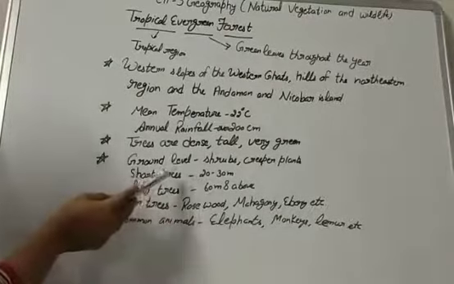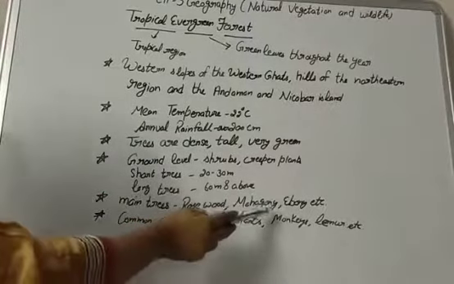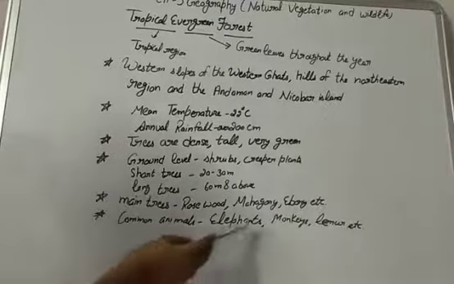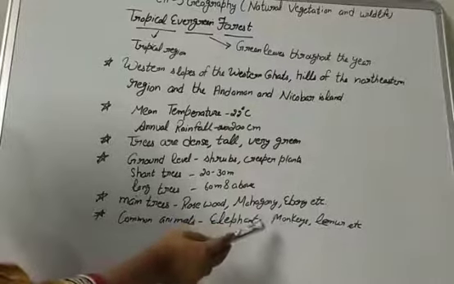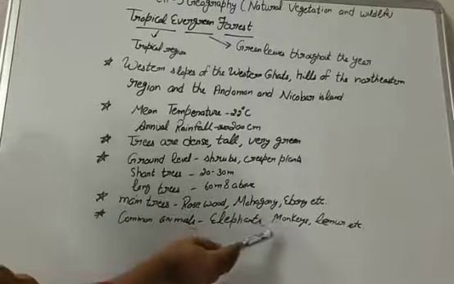The main commercial trees of these forests are rosewood, mahogany, ebony and rubber. The common animals found there are elephants, monkeys, lemurs and deer. Besides these animals, birds, bats, sloths, scorpions and snails are also found in these jungles.